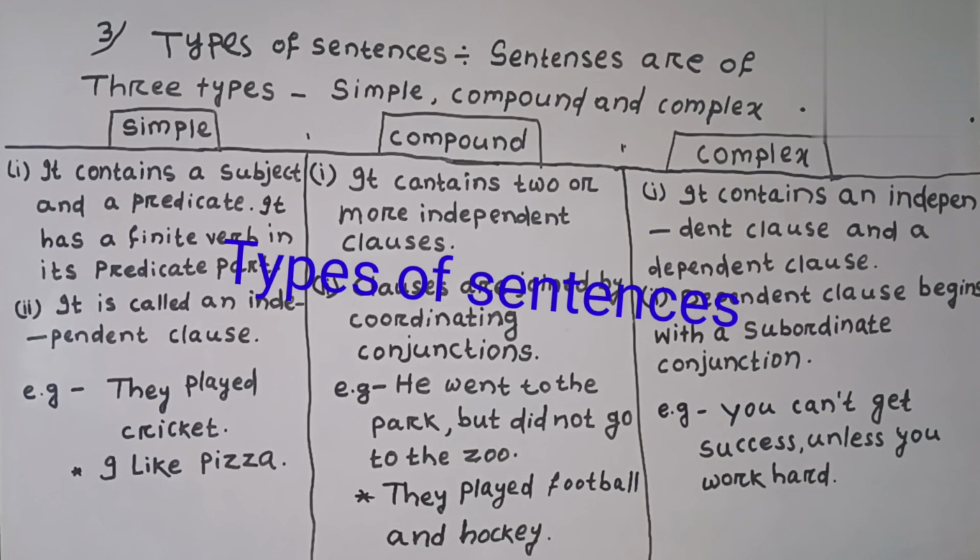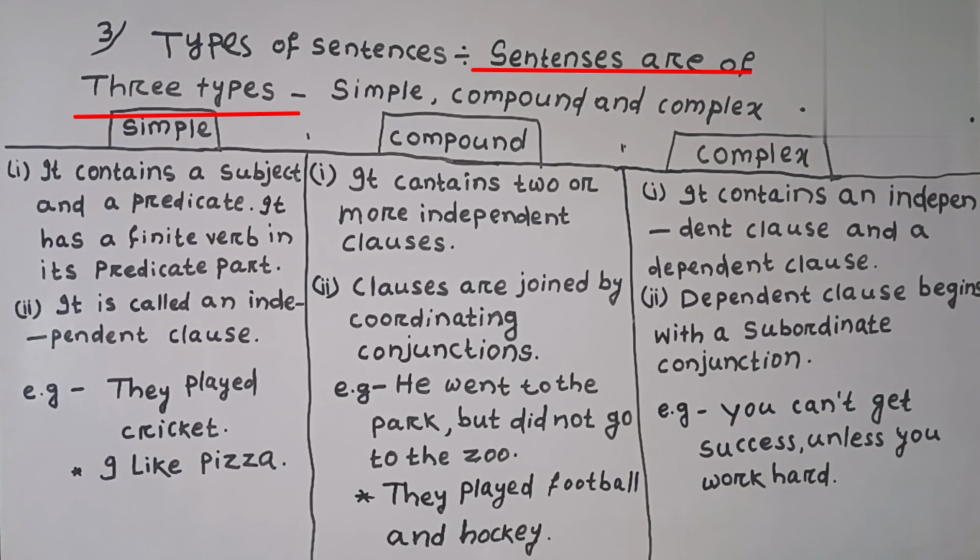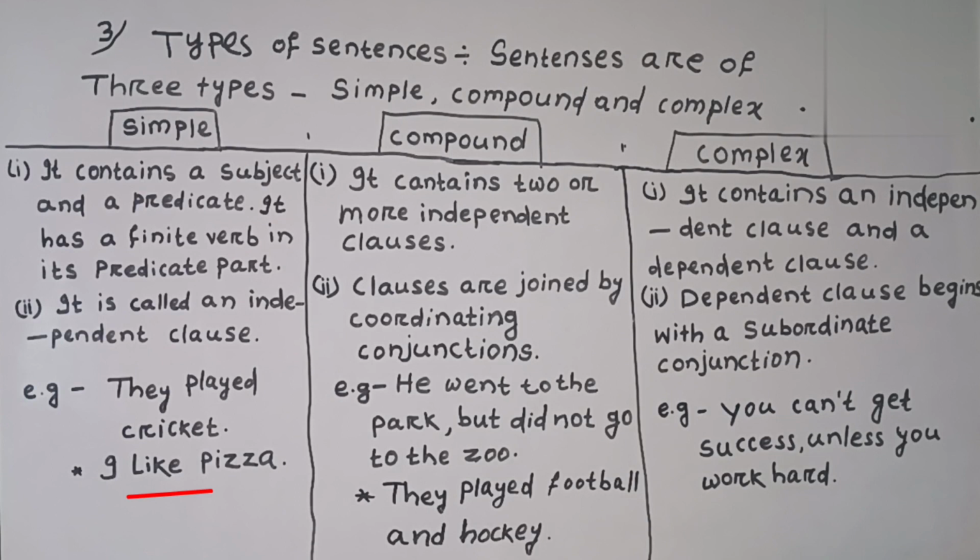Next, types of sentences. Sentences are of three types: simple, compound, and complex. Let's discuss one by one. First, simple sentence. It contains a subject and a predicate. It has a finite verb in its predicate part. It is called an independent clause also. For example, they played cricket. Here, played is the finite verb, they is the only subject, and played cricket is the predicate part. I like pizza. Here, like is the only finite verb.